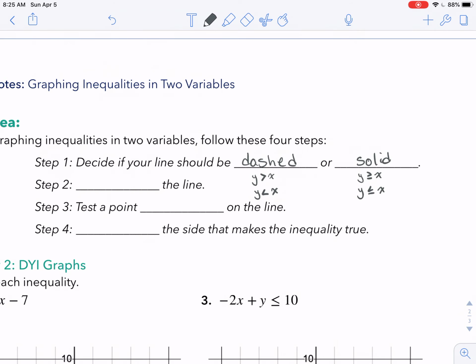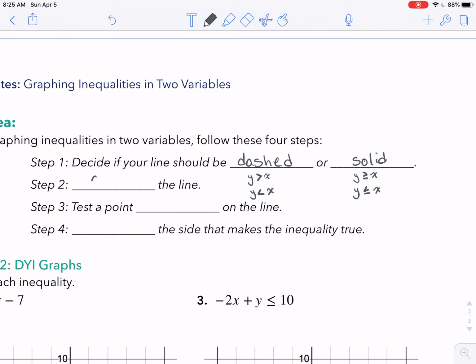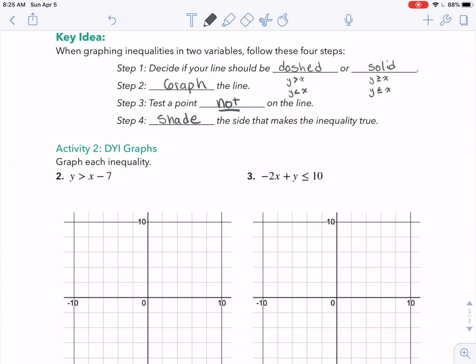After we decide whether a line is dashed or solid, we are going to graph the line. Then we're going to test a point that's not on the line. It's very important that you pick a point that's not on your line. And then we'll shade the side of our line that makes our inequality true. So I have two examples for you, and then we'll apply our skills.